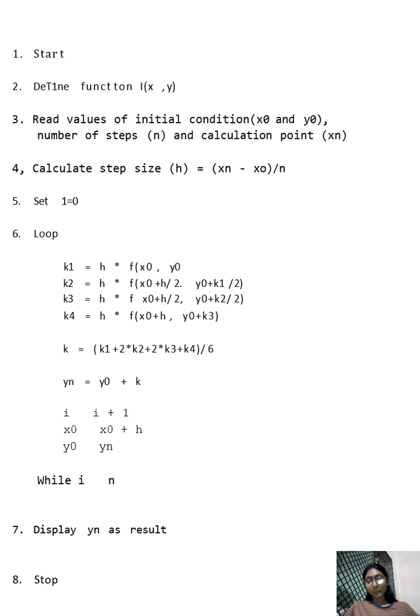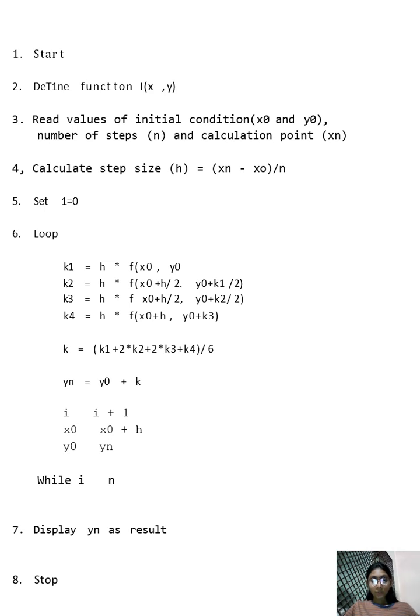And in the sixth step, we consider a loop and give some operation in that loop. K1 is equal to h into f of x0 comma y0. And K2 is equal to h into f of x0 plus h by 2 comma y0 plus k1 by 2. And in the K3, h into f of x0 plus h by 2 comma y0 plus k2 by 2. And in the K4, h is equal to h into f of x0 plus h comma y0 plus k3.